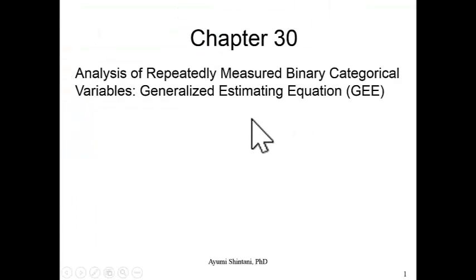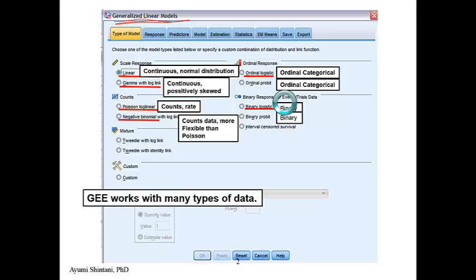In this chapter, we learn generalized estimating equation, GEE. And here I say analysis of repeatedly measured binary categorical variables, although GEE you can use for many different types of outcome variables. And GEE you can find in SPSS right under generalized linear model. What GEE does is add the repeated measures capability to generalized linear model.